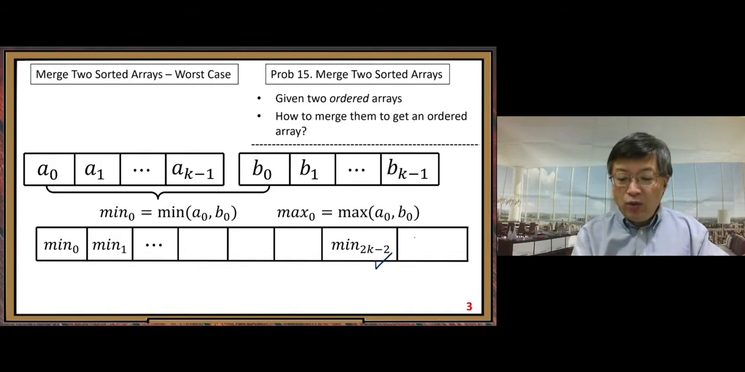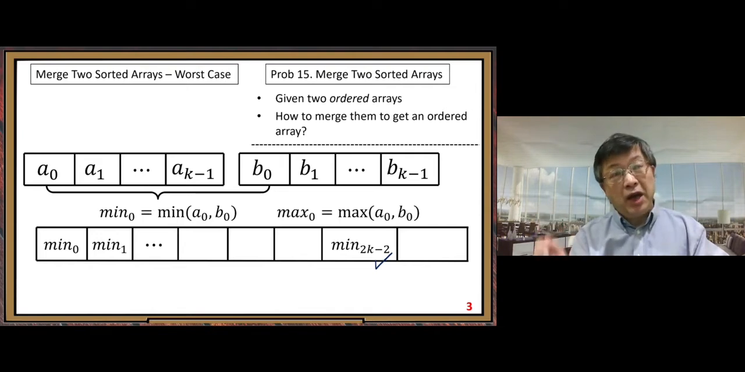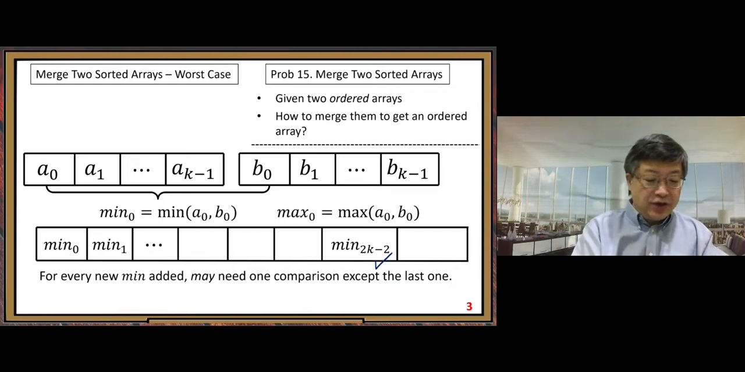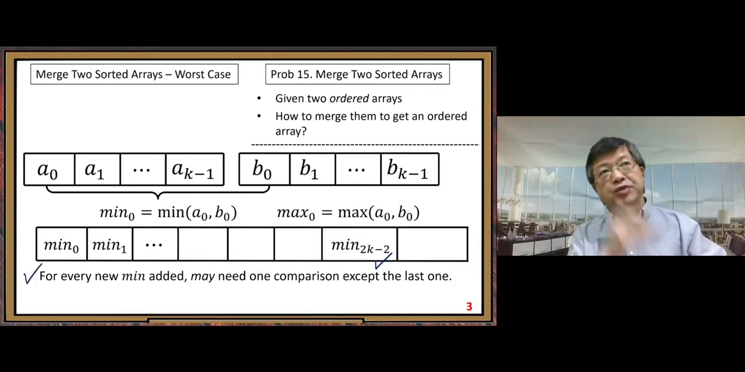After that, only one element is left. The last element left, then we do not need to do comparison, because the last element can only go to this location. Last element. Okay? All right. So we just put it there. So this is our observation.